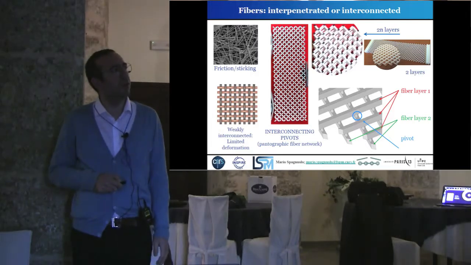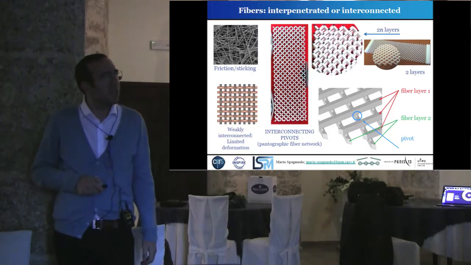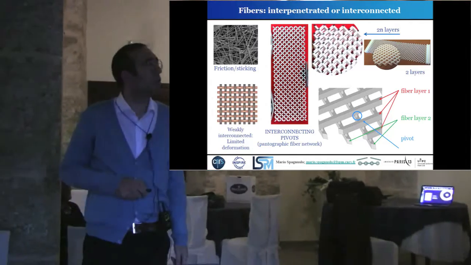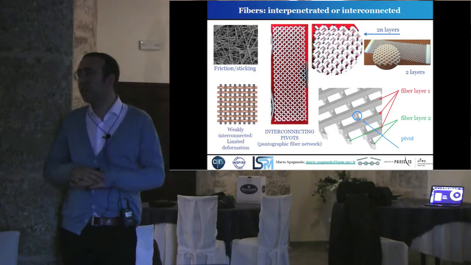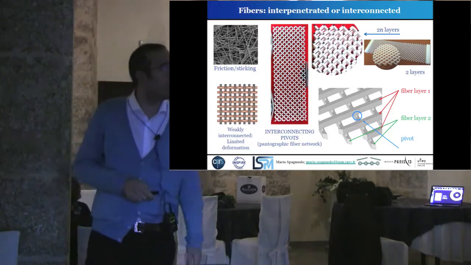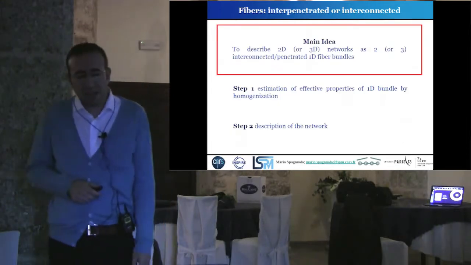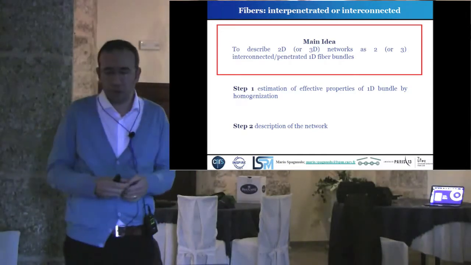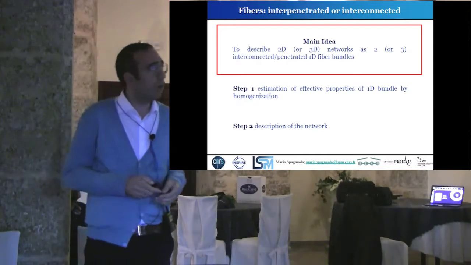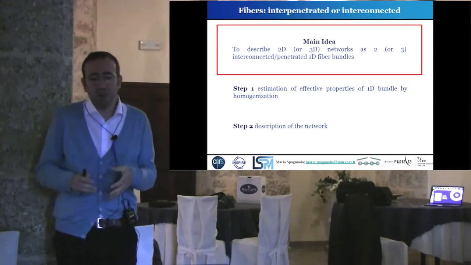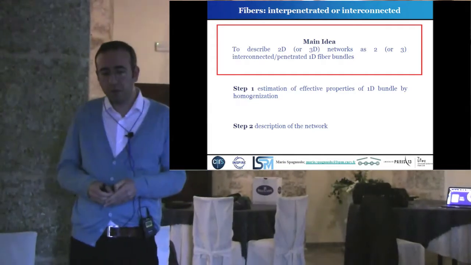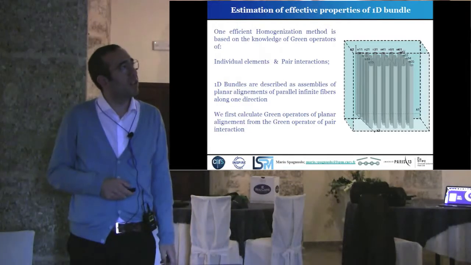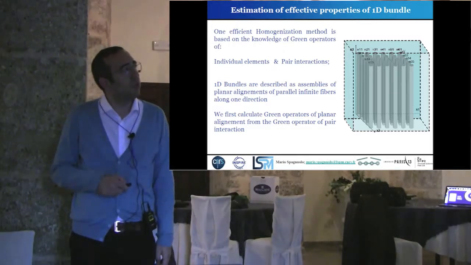We have 2n layers of pantographic sheets, and we have the pivots, which are physical connections. Or we can think of friction, for example, which is a weaker interconnection between fibers. The main idea is to describe, we won't arrive to that today because it's my PhD work, 2D or 3D networks, and for doing this we start by the description of a 1D bundle. So this is the first step I will discuss.